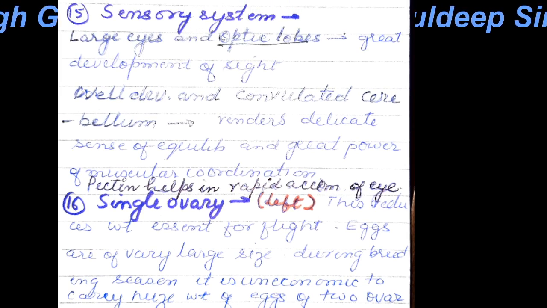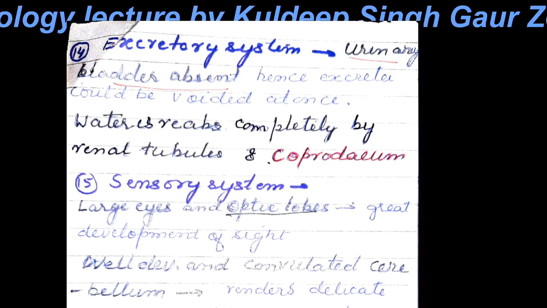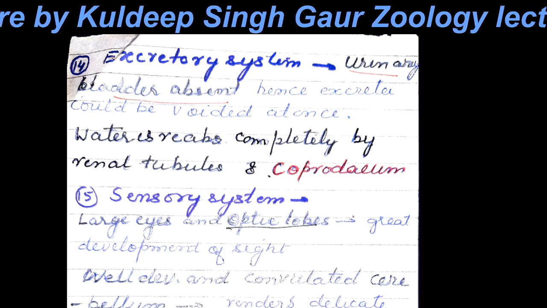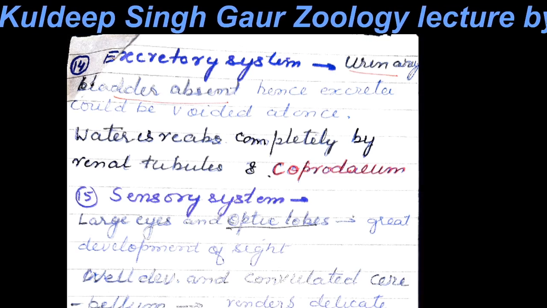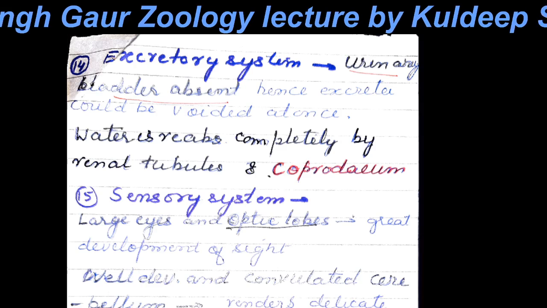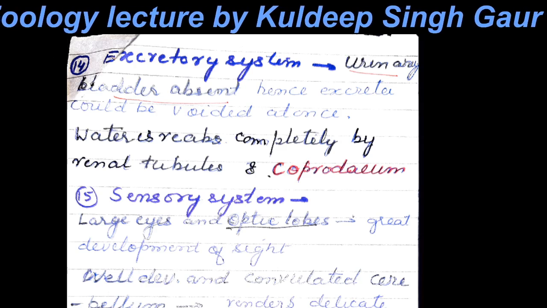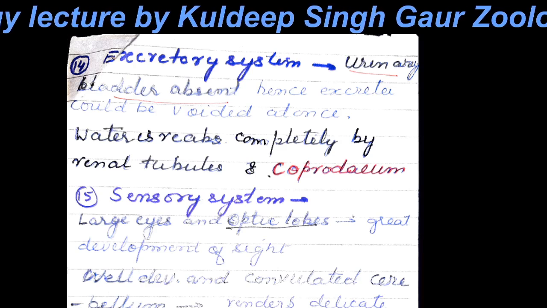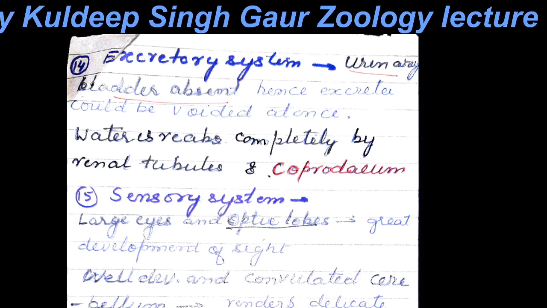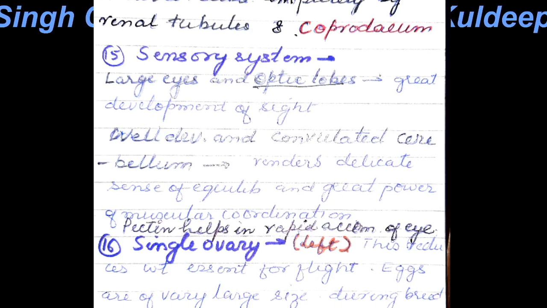Then come to the excretory system. Urinary bladder in the birds is absent, and hence they could void the excreta at once. Water is reabsorbed completely by the renal tubules and coprodeum from the excretory material. This is also a physiological adaptation.